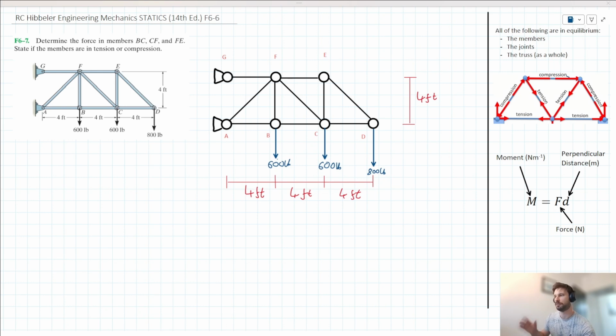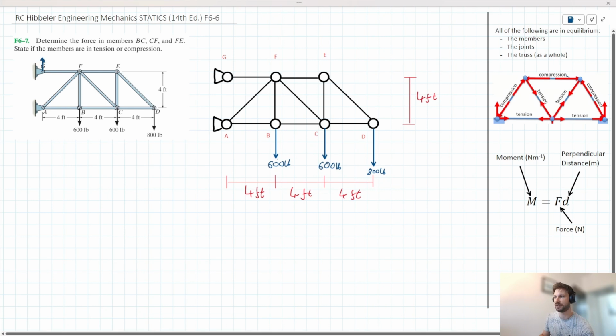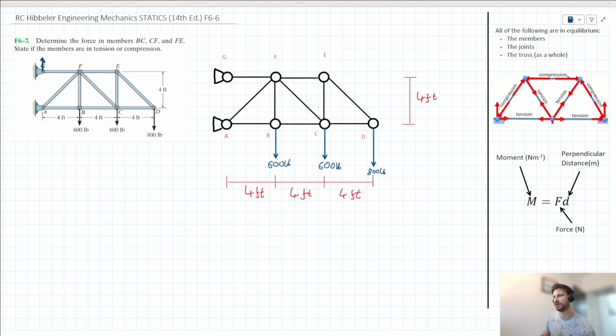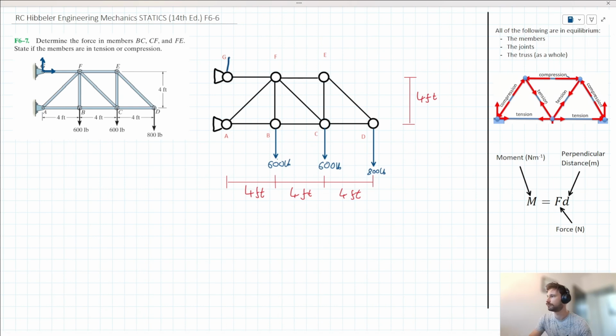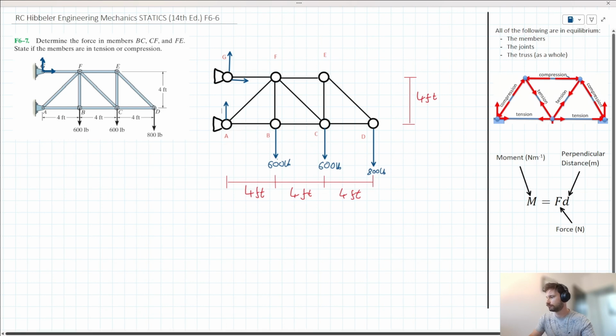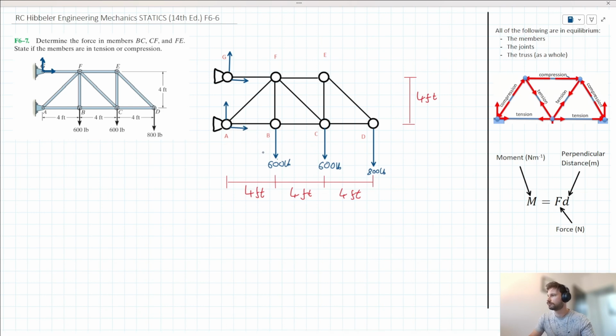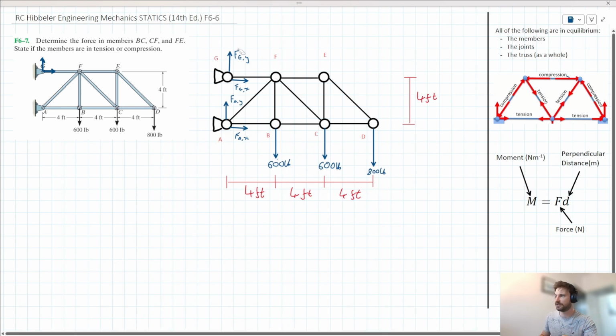Before getting into any of these problems, I feel a good place to start is often to recognize these supports. So at points A and G, we've got fixed supports here, and so we can add some external forces to our diagram. Let's go ahead and do that. So we've added our external forces here.